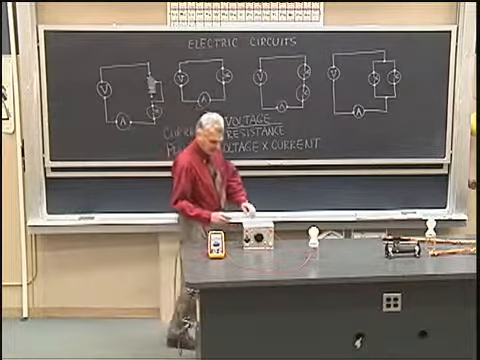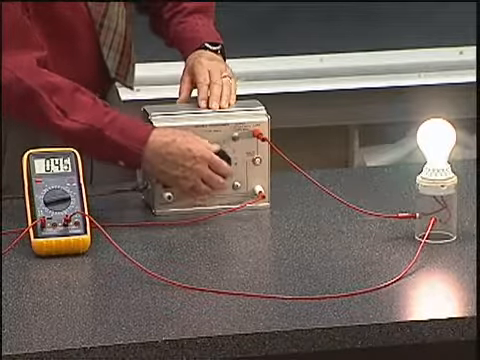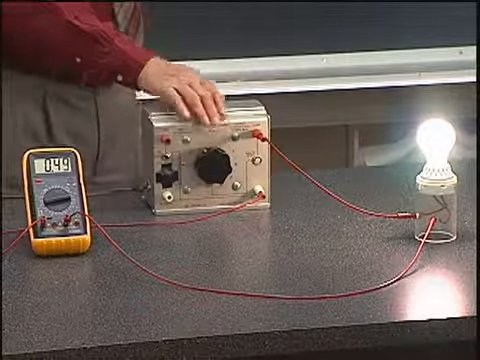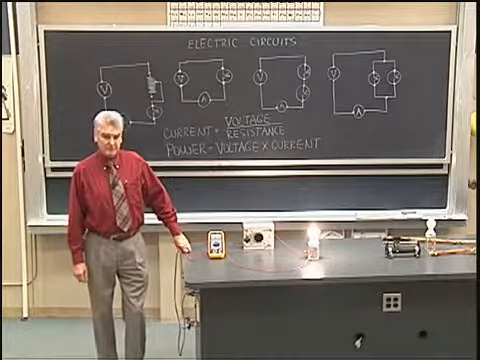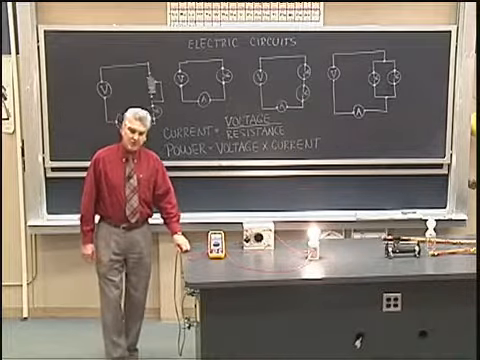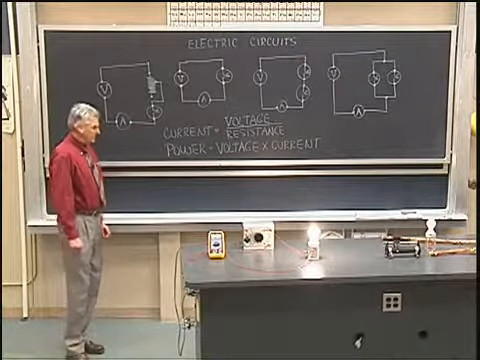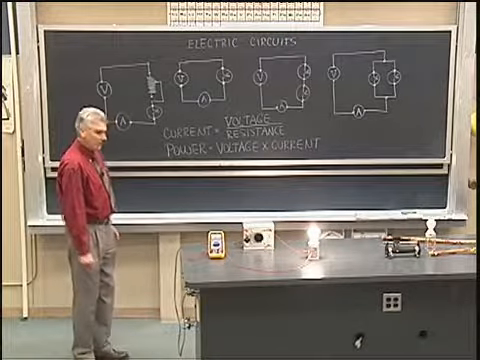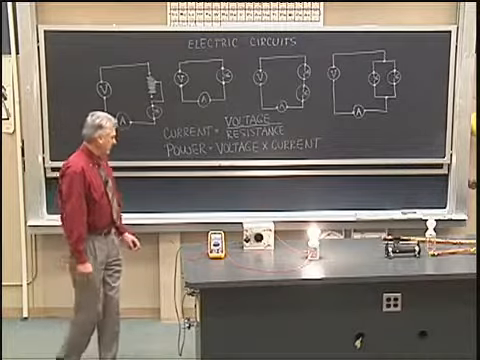Another aspect of electric circuits is the power relationship. Let me turn this up to maximum power. At maximum power, this light globe dissipates energy at the rate of 60 joules per second. It's rated at 60 watts, which means 60 joules of energy per second are being dissipated by the light globe, and 60 joules per second are being fed in by the power supply.